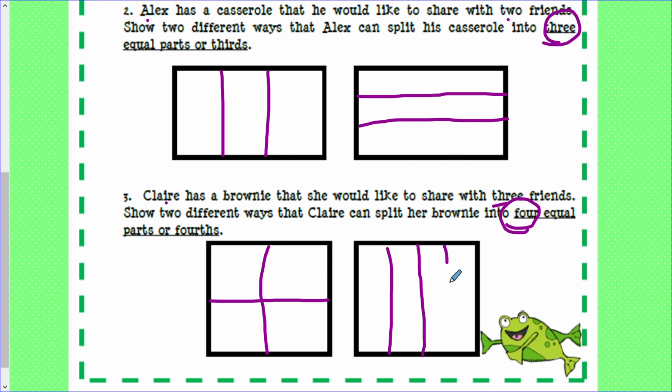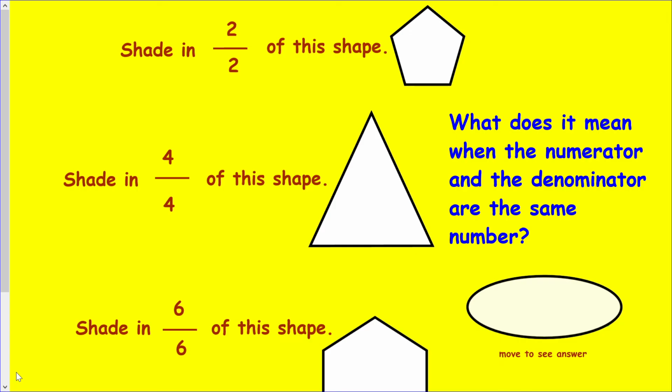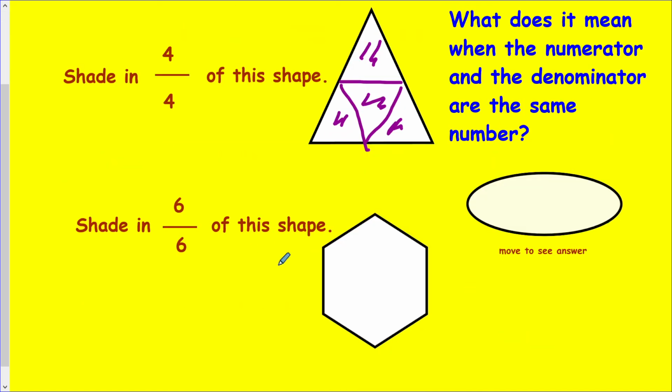We just looked at 4 ways to divide our square into equal parts, right? Okay, let's talk about this really quickly. So if it says shade in 2 halves of this shape. So if I divide it into 2 and shade this part and that part, then I've got 2 halves shaded. If I divide this into 4 equal parts and I shade all the parts, then I have 4 fourths shaded. If I divide this into 6 equal parts and I shade all the parts, then I have 6 sixths shaded.